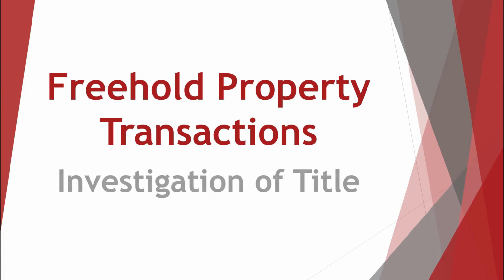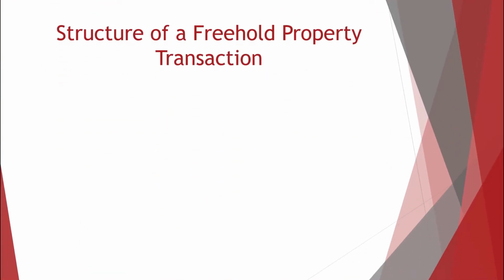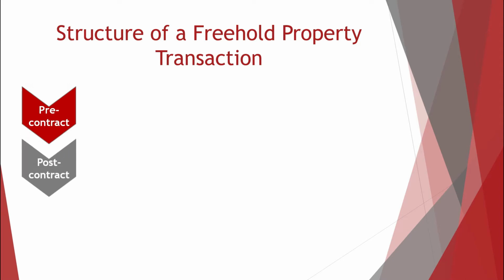Investigation of a registered and unregistered freehold title. Key elements and structure of freehold property transactions. There are three main elements in a freehold property transaction: the pre-contract stage, the post-contract stage, and the post-completion stage.